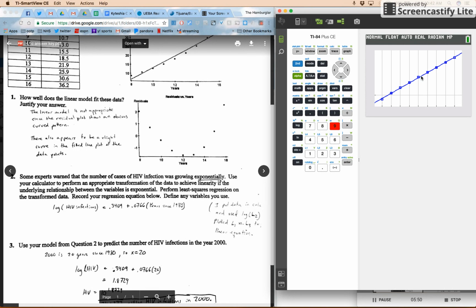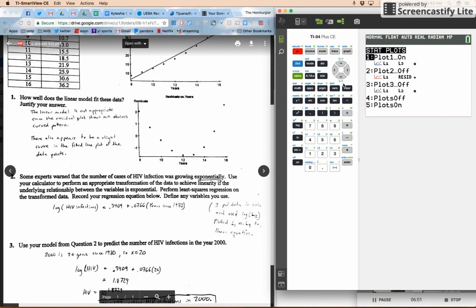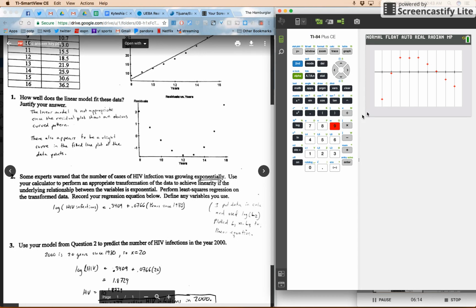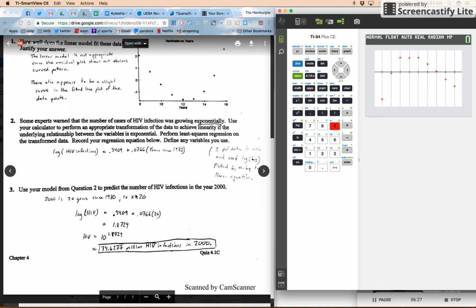You can see that is almost a perfect line right now. That looks like it goes through all the points. If I did want to look at the residual plot for this, turn this on, and now I'm going to turn plot 1 off. Let's see what the residuals look like. I still see kind of a curved pattern, but they told us to use exponential, so that's the thing we're going to stick with. We're going to come back over here to question 3.